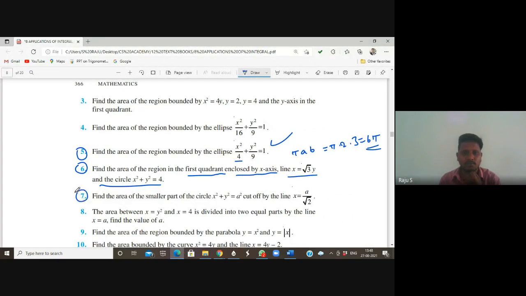Next step. Find the area of the smaller part of the circle cut off by the line x is equal to a by root 2. Again, this is related to the circle. I'll explain it so that you can do the simplification. The circle is cut off by the line x is equal to a by root 2.